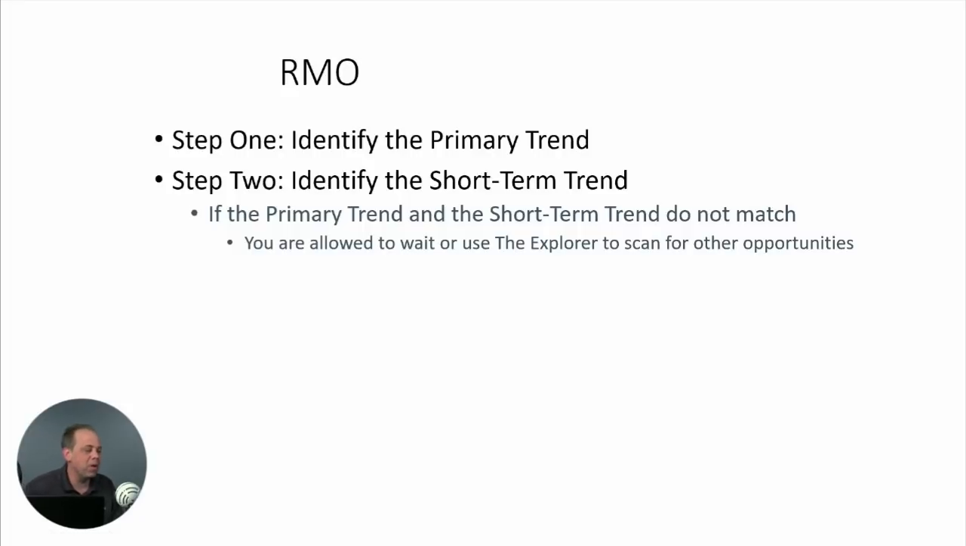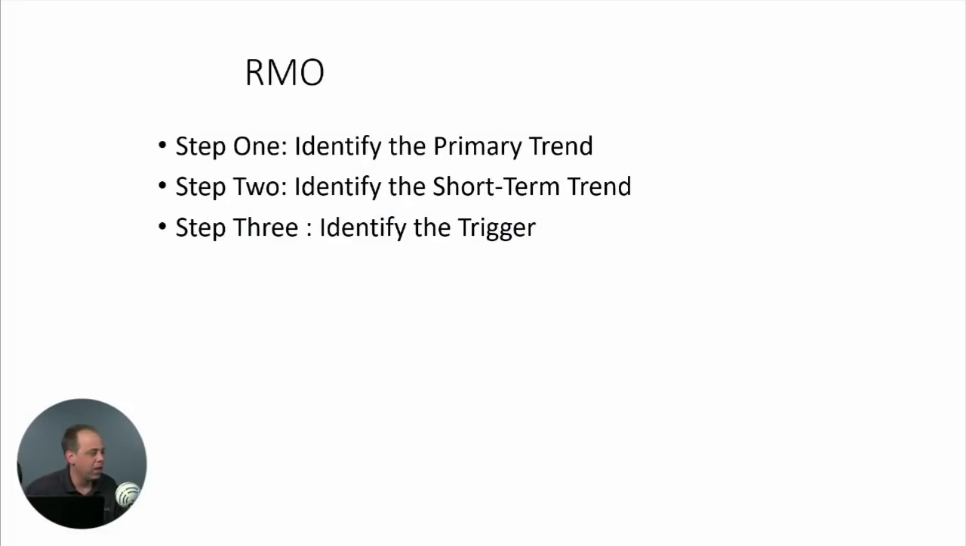And again, if the primary trend and the short-term trend don't match, you're allowed to wait for opportunities. So in any case, now what we want to do is talk about how we get signals. Thomas asked a question about the intermediate term trend indicator, and if there is one, and we're actually going to cover that a little bit right now.